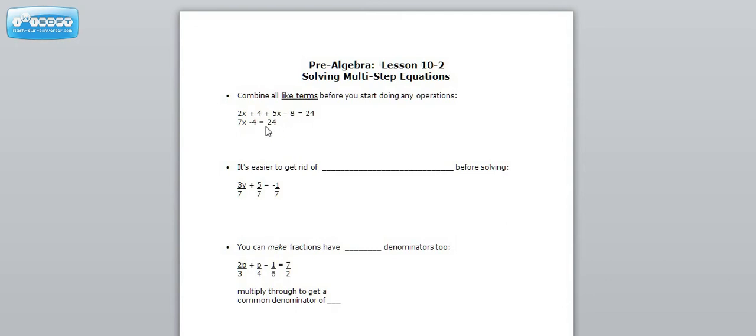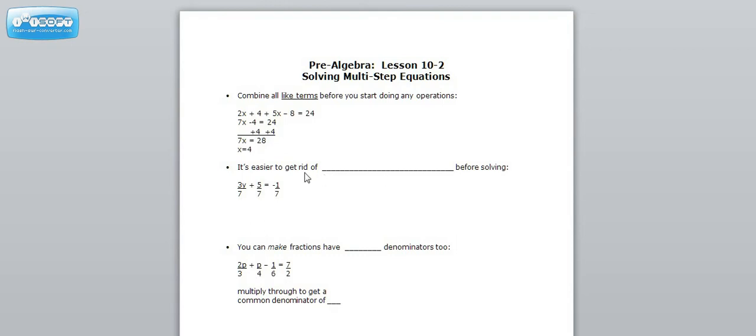I need to work my order of operations backwards, so I need to get rid of minus 4 by adding 4. What I do to one side, I do to the other, which leaves me with 7x equals 28. And hopefully without doing any actual calculations, you can look at that and realize that x equals 4.